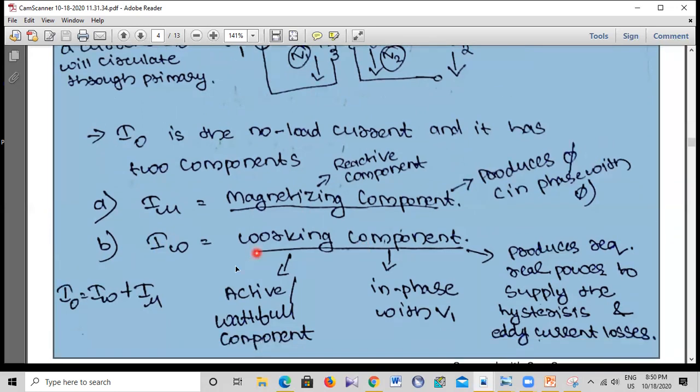And IW is the working component or the wattful component or the useful component or the active component, because it is the active power component of the current only, and it will be in phase with V1.